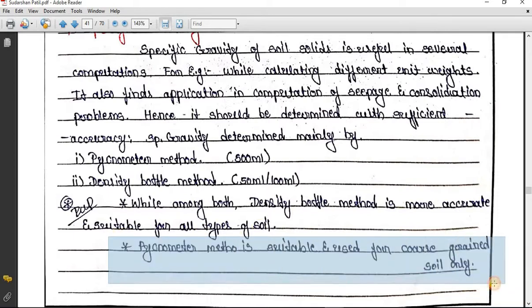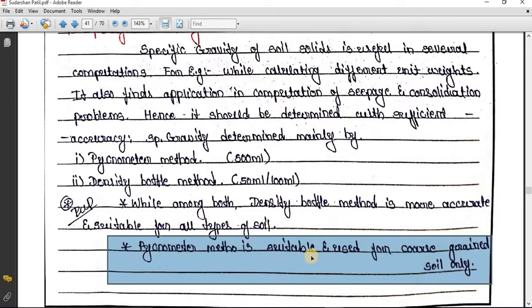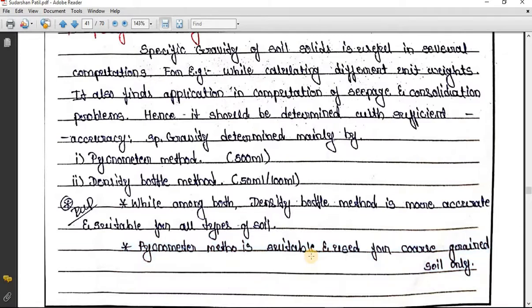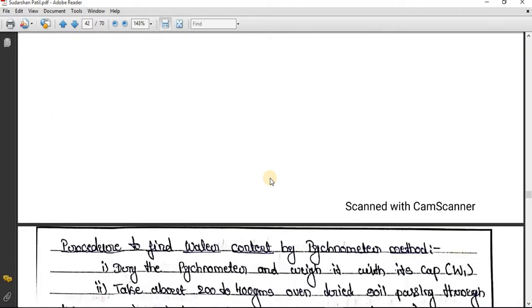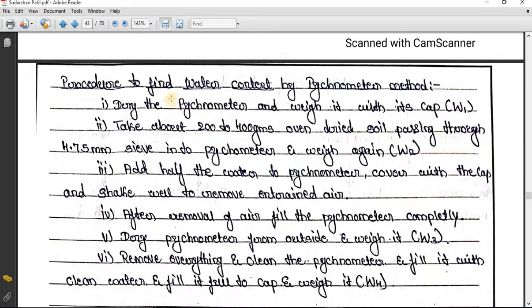So remember this. Many of the times in multiple choice questions they have asked this. Pycnometer method is suitable for coarse grained soil. Okay, so we'll move further. So procedure to find out specific gravity by pycnometer method. So pycnometer is a small glass bottle type of a structure. So it is a small glass one. So we are going to take the empty dry weight of that pycnometer.